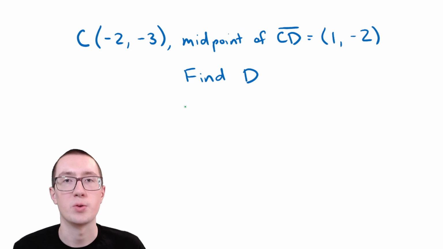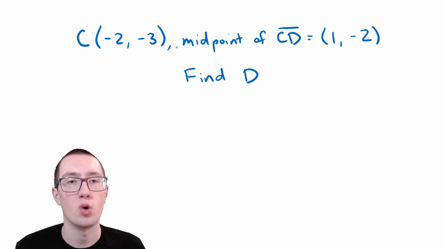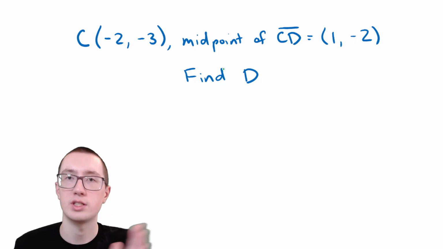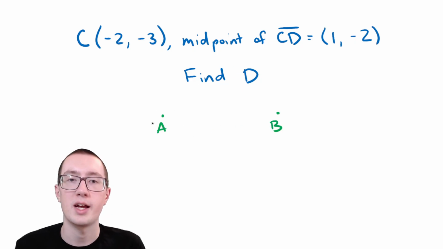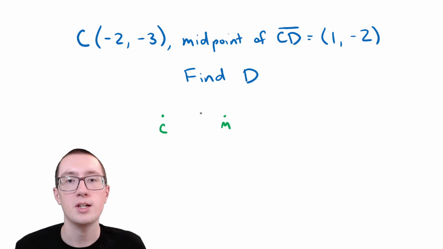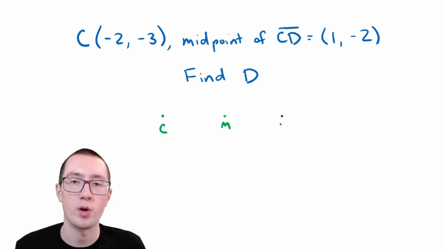So here's another example, and this one's going to be slightly different. Instead of having 2 points and finding the midpoint, we're given 1 point, and we're given the midpoint, and we need to find the other endpoint. Whereas before we had 2 points and were trying to find the point in the middle, this time we have 1 point and the point in the middle, and we're trying to figure out the point on the other side of the midpoint.